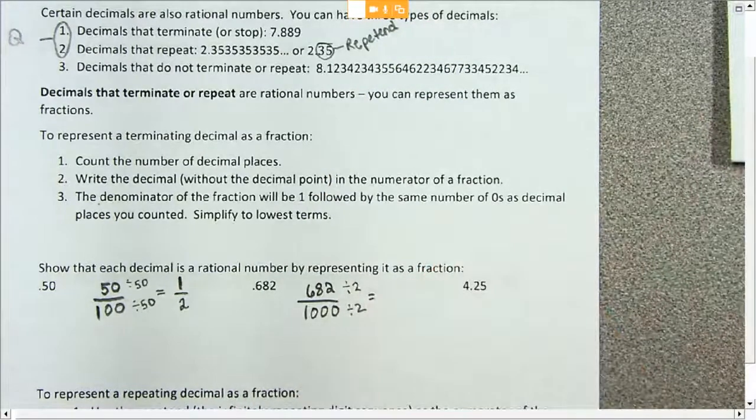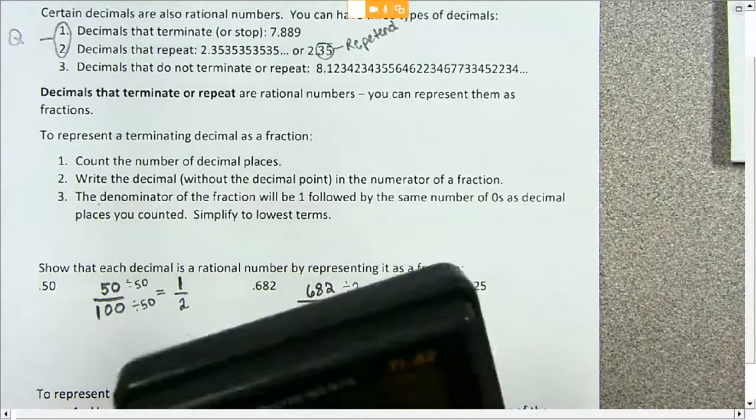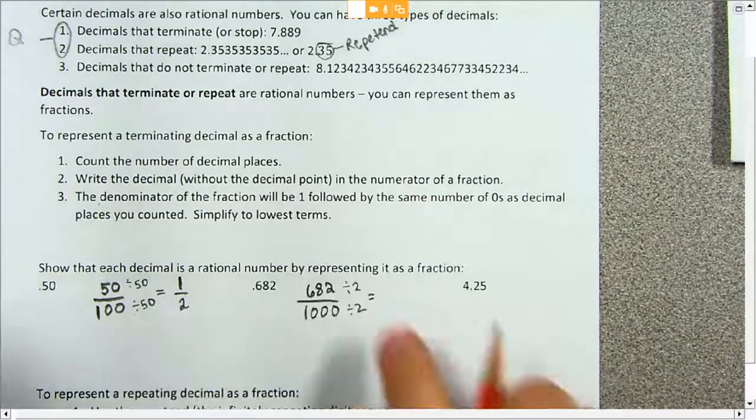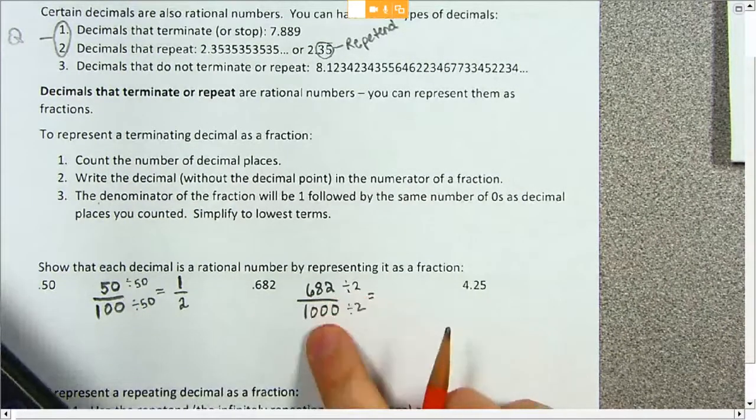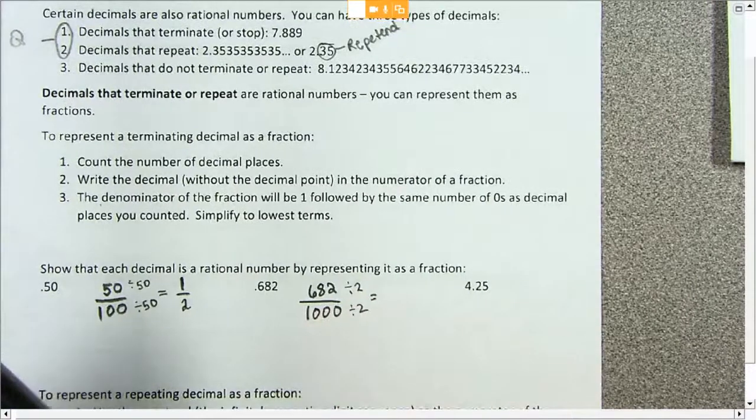And you know what? If you get a really good calculator, a calculator will do your reducing for you. If you have a graphing calculator, like a TI-83 or something like that, all you have to do is put 682 divided by 1,000, hit enter, and then hit the math button and enter twice, and that'll change it into a fraction for you. But we can look at calculators to see if yours will actually reduce.